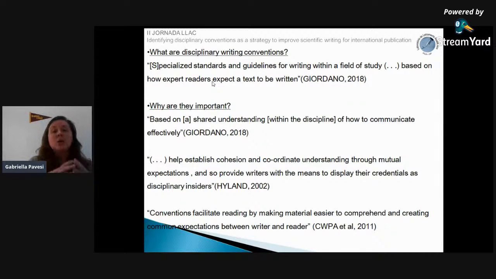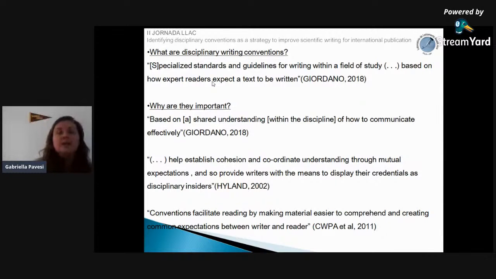And this goes with this determination that they are based on these expectations. We can think of why they are important then. Well, we have here 3 quotes that can guide us into understanding this importance. First of all, they are based on a shared understanding within the discipline of how to communicate effectively. They also help to establish cohesion and understanding through mutual expectations. They provide writers with the means to display credentials as disciplinary insiders. And finally, conventions facilitate reading by making material easier to comprehend and creating common expectations between writer and reader.